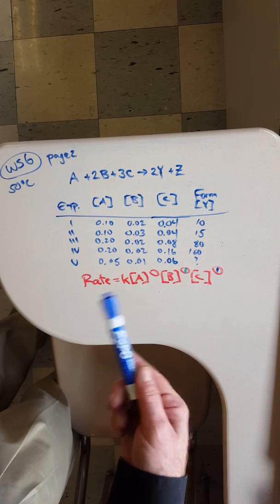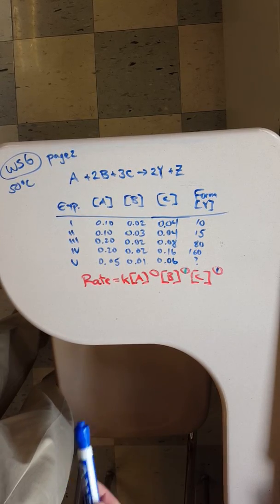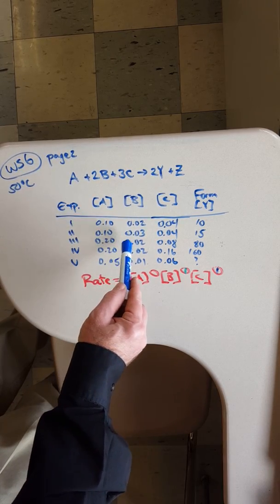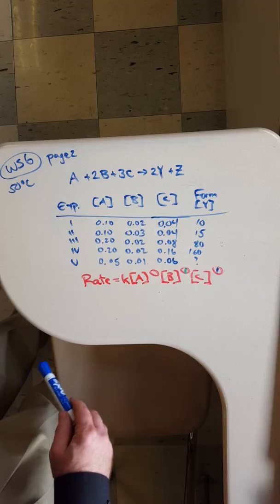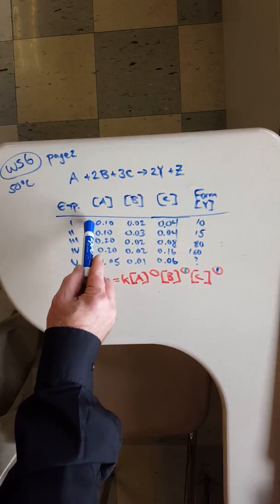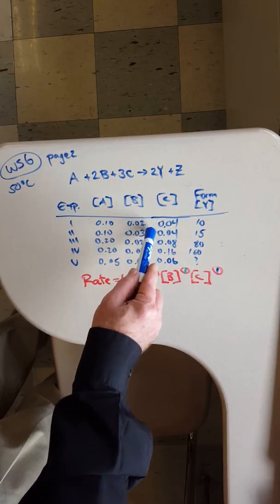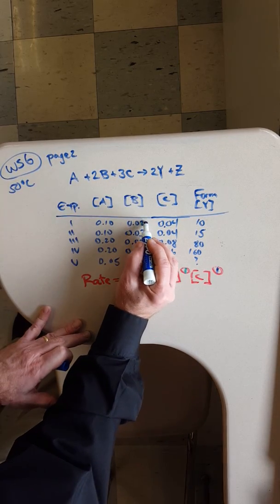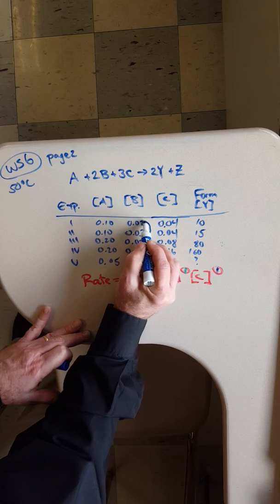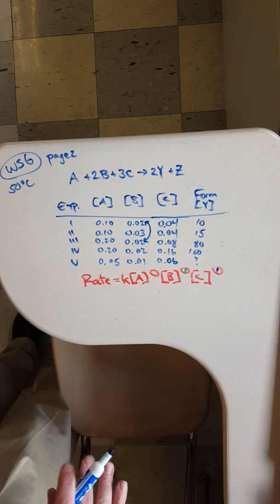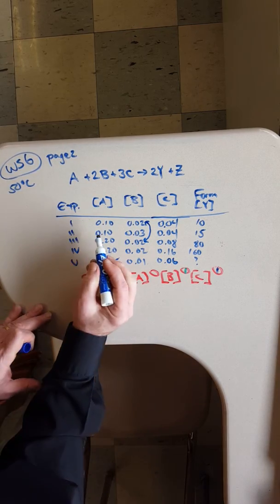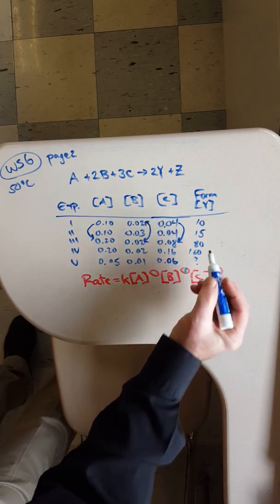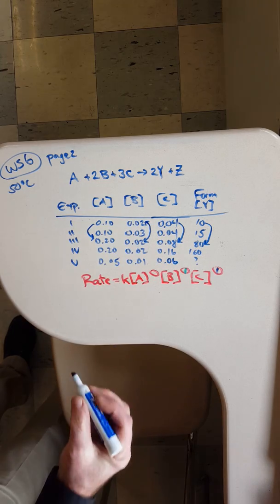So I need something where I changed A. Let's see if I can find something that was held constant. Experiments 2 to 3, A changes, B changes, C changes. I don't want to do that. What about 1 to 3? A changes, B does not change, and C does. Well, I can work with that. Here I know that the concentration of B doesn't change. B is not being considered. That's good. So I really only need to consider A and C. So let's list out the factors we know.